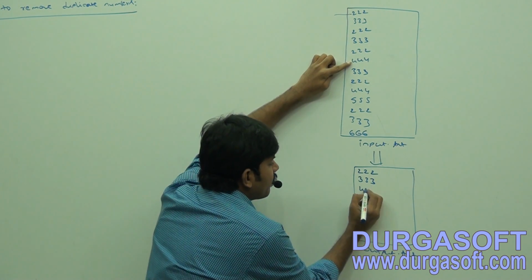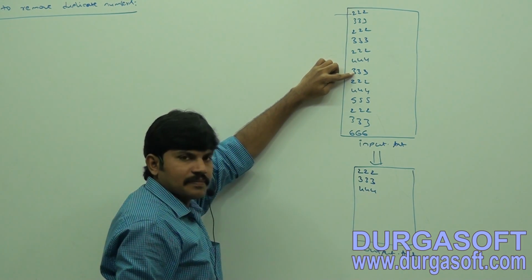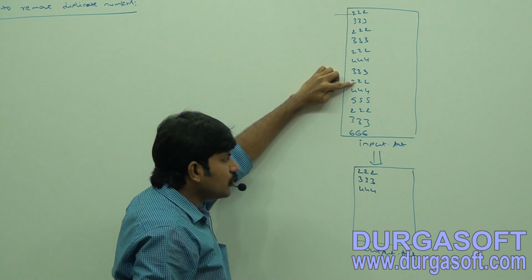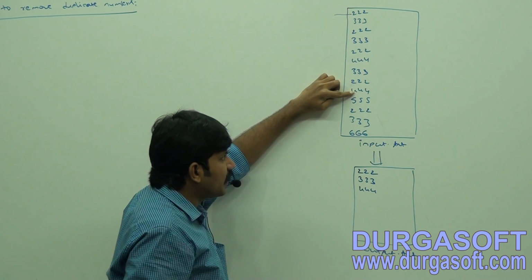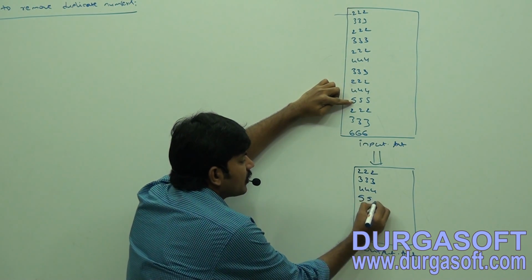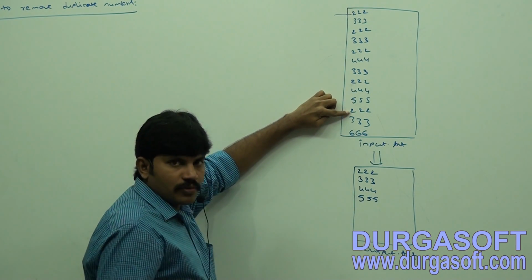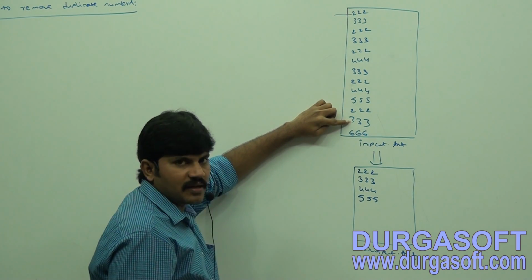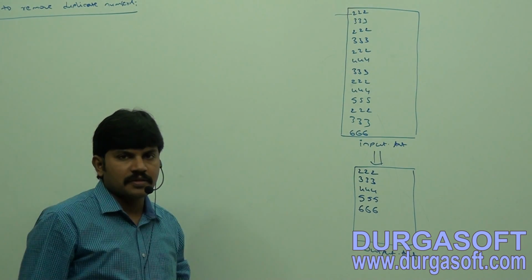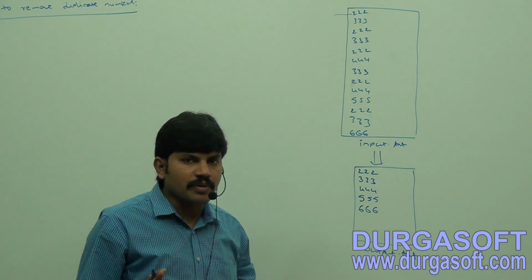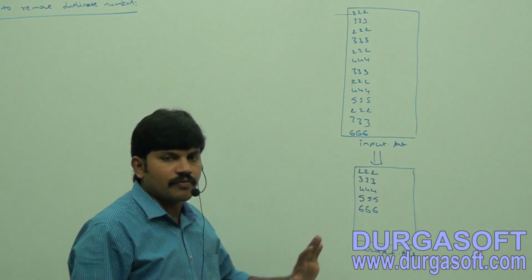444, not there, write. 333, it is there, ignore. 222, it is there, ignore. 444, there, ignore. 555, not there, write. 222, ignore. 333, ignore because already present. 666, not there, write. Sir, this is a simple program to demonstrate the logic we have to follow.